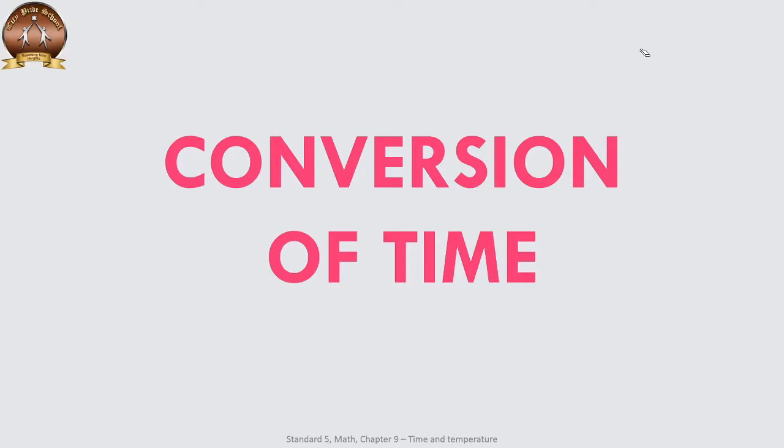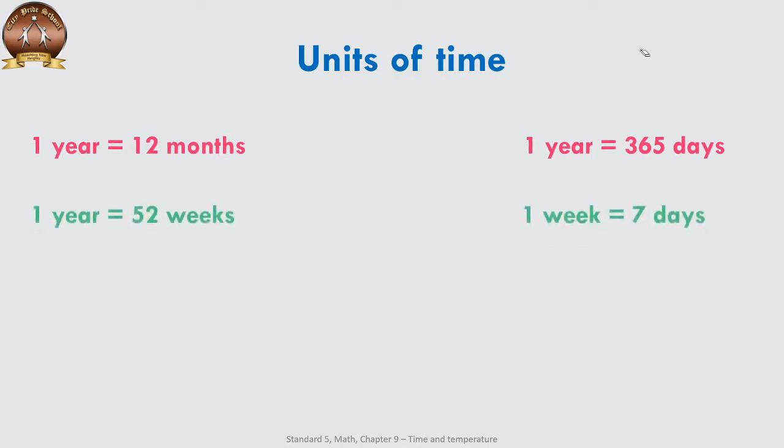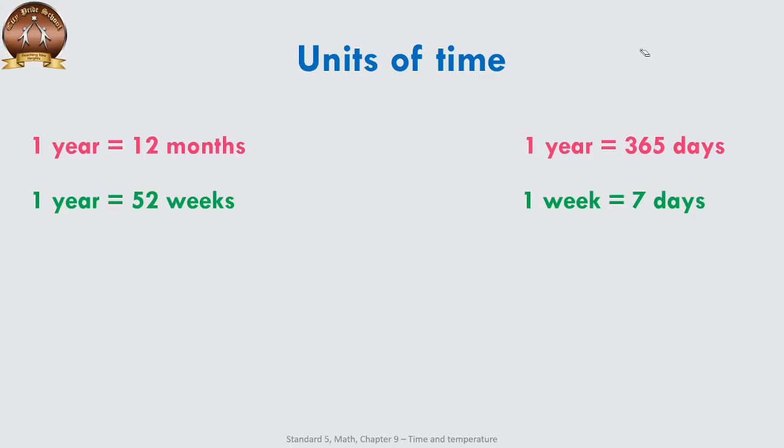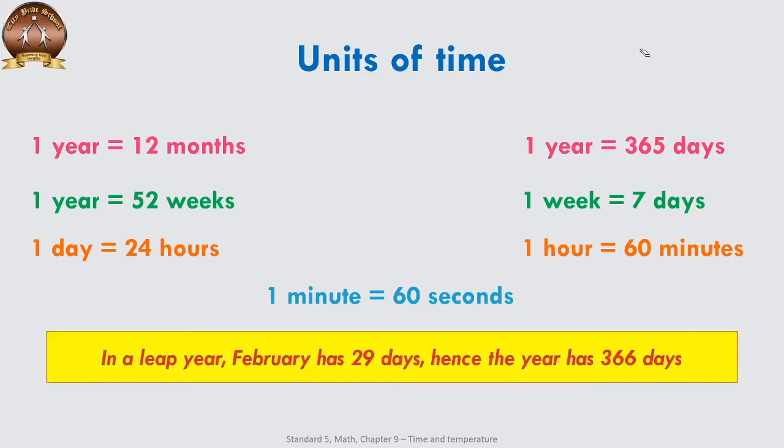Now we are going to learn about the first topic, conversion of time. The units of time that are used here are: 1 year is equal to 12 months and 1 year is equal to 365 days. 1 year is also equal to 52 weeks. On the other hand, 1 week is equal to 7 days. 1 day is equal to 24 hours. 1 hour is equal to 60 minutes. 1 minute is equal to 60 seconds. Remembering these units of time, we can do the conversion of time from one to another.